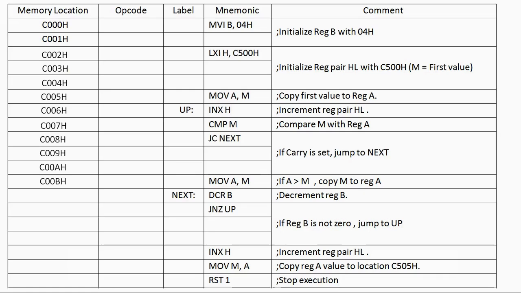Again, next is MOV A, M. It is again a 1-byte instruction, so we have taken the memory location C00BH. Then DCR B is again a 1-byte instruction, so the memory location for this is C00CH. Then JNZ up, again JNZ up is a 3-byte instruction, so we require 3 memory locations, that is C00DH, C00EH and C00FH.